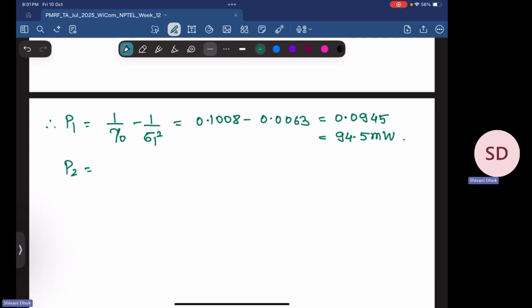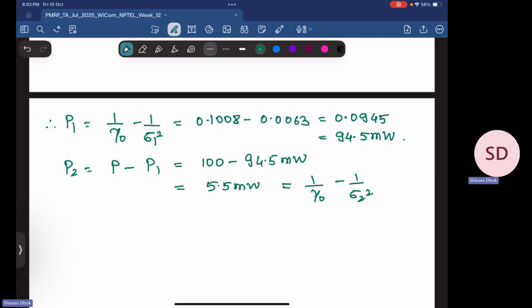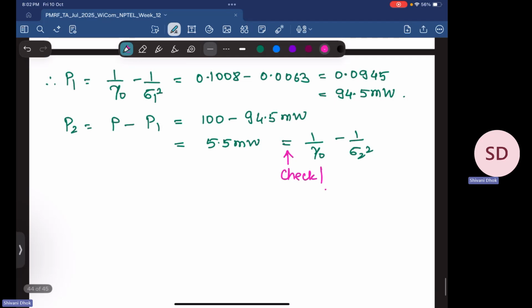And this P2 is simply your P minus P1, which comes out to be equal to 100 minus 94.5 milliwatt, which comes out to be equal to 5.5 milliwatt. And this also is equal to 1 by gamma naught minus 1 by sigma 2 square. Check. It will come out to be the same value. Okay, so now we have powers allocated to both P1 and P2.